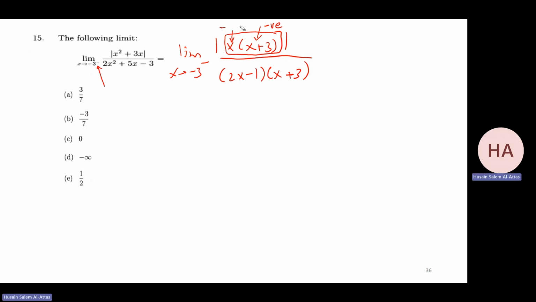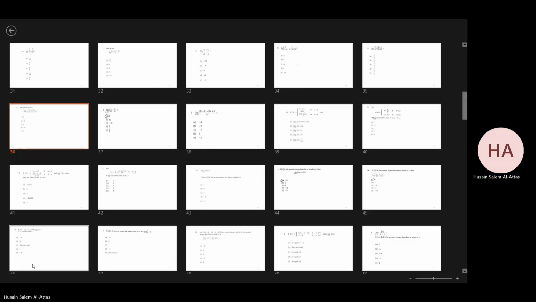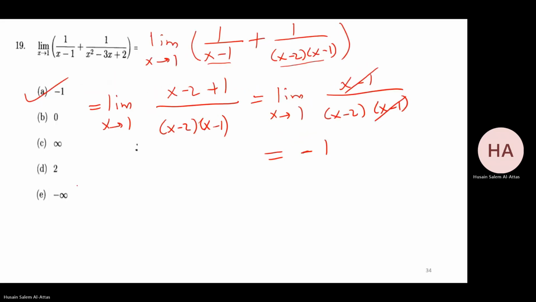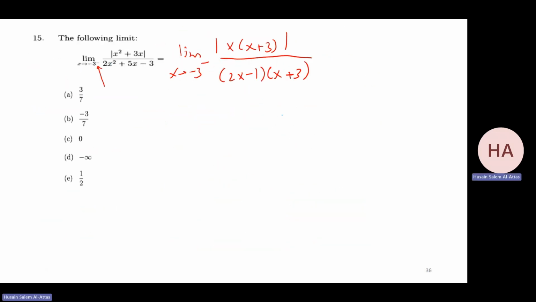Notice, let me, I don't know if there is a way to do it by color. Yeah, I think there are some colors. Okay, this one. Where is it? Yeah, this one.